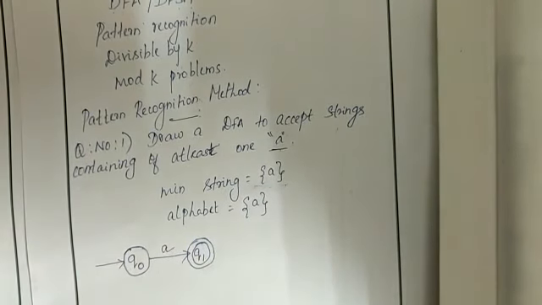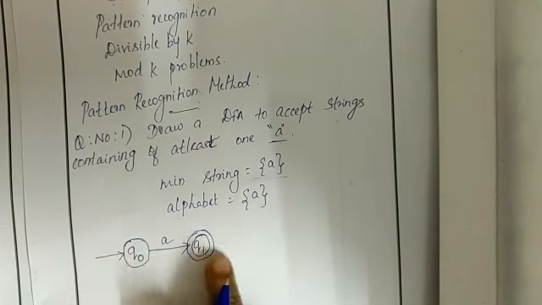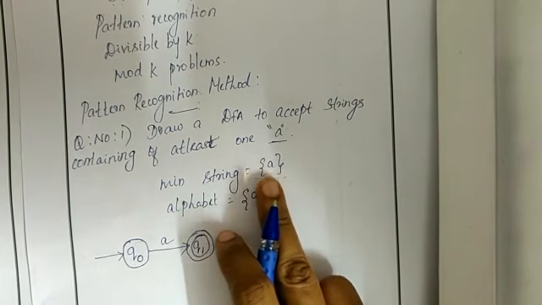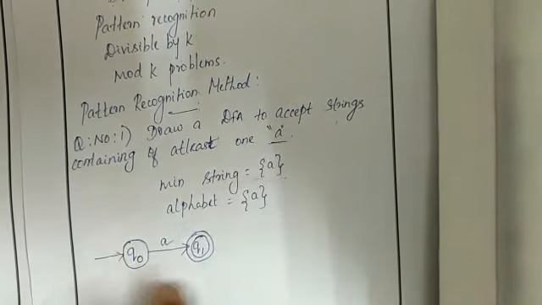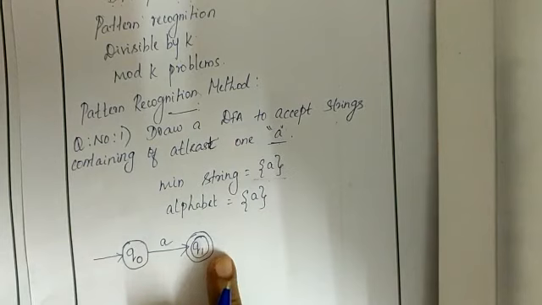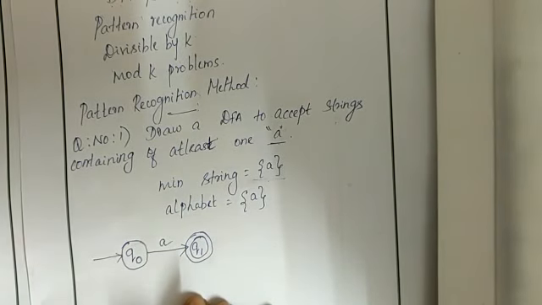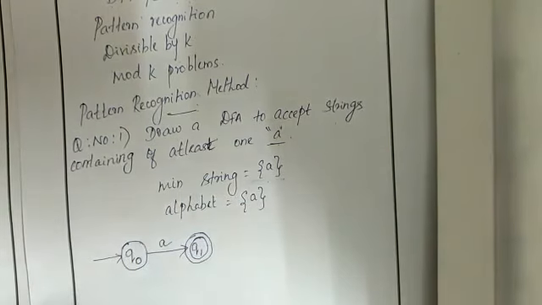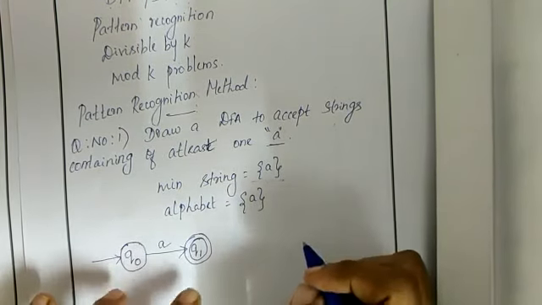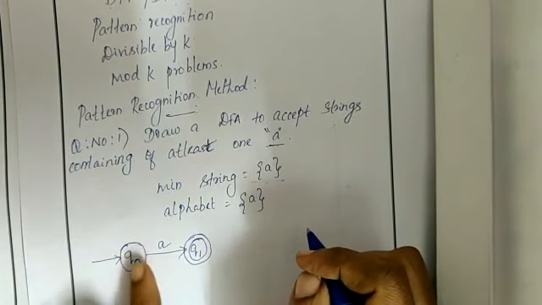Now there may be a question: why am I stopping with only two states? In my minimum string, I have only one element. To mark this one element in my transition diagram, I need two states. It starts from the start state and it ends in my final state. Now I have to finish this transition diagram. For this answer, I have concluded I require only two states.